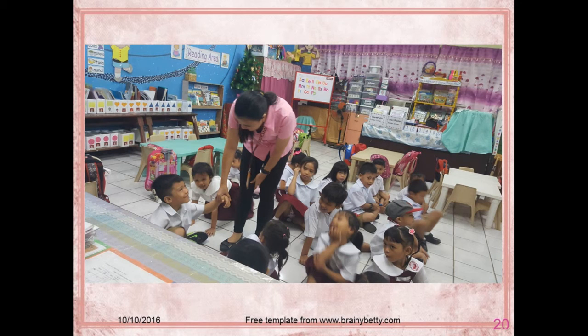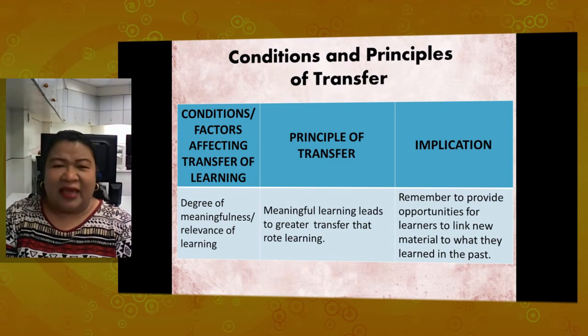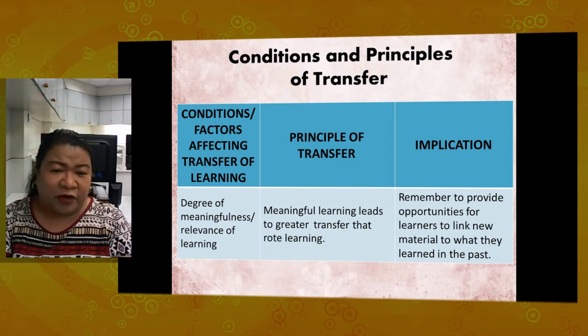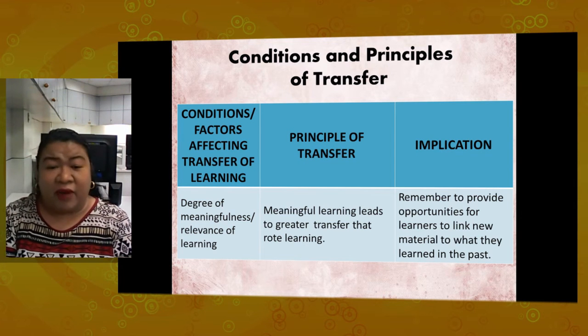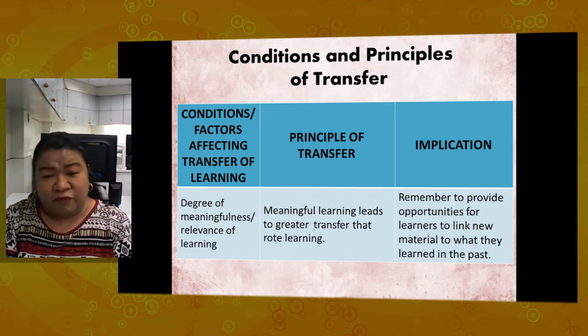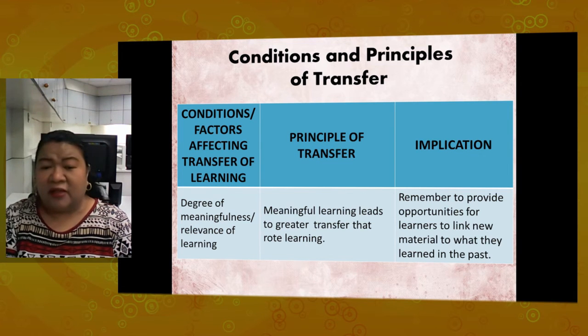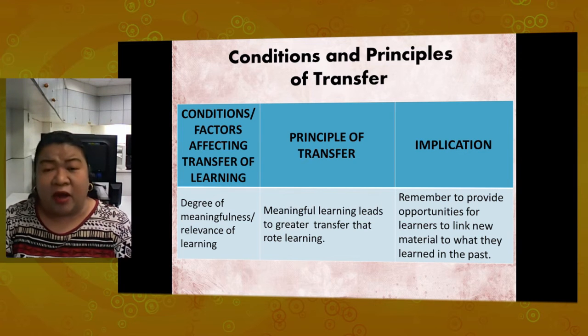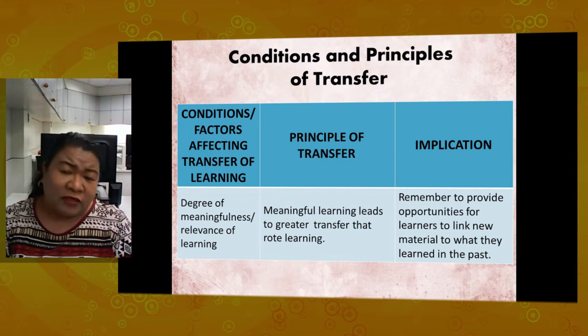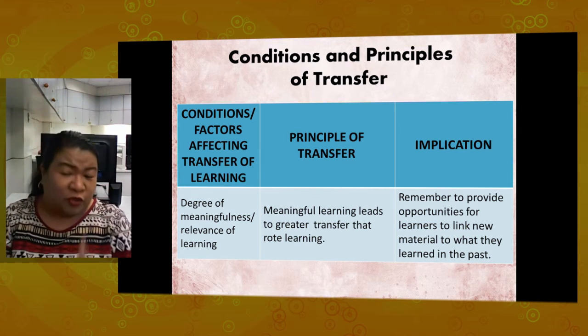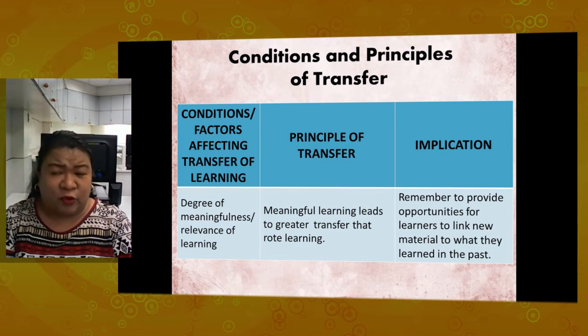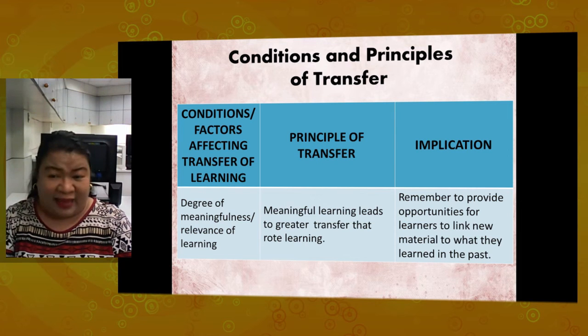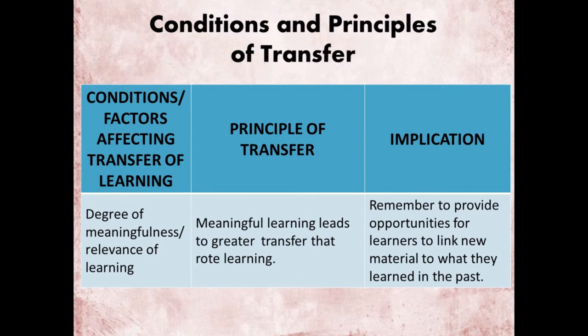The more exposure they have, the more they practice their skills in this setting, the more they will be prepared to teach. Okay, the second one, the factor for transfer is the degree of meaningfulness and relevance to learning. Meaningful learning leads to greater transfer than rote learning. I always emphasize this in our class: always make connections from your past learning to the new one, because the more meaningful it is to you, the more you'll be able to apply it. Provide many opportunities for your learners to link new material with what they have learned in the past.